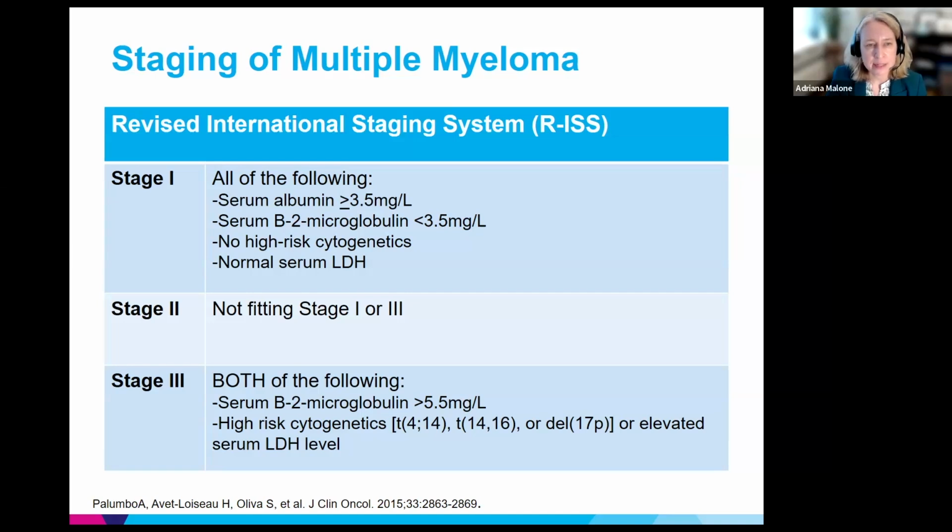The revised ISS also takes into account the cytogenetics, which the initial ISS did not. And so here you can see the criteria for stage 1 disease: a beta-2 microglobulin of less than 3.5, an albumin 3.5 or greater, no high-risk cytogenetics, and a normal serum LDH. For stage 3, both of the following must be true: a serum beta-2 microglobulin greater than 5.5, as well as the presence of high-risk cytogenetics.